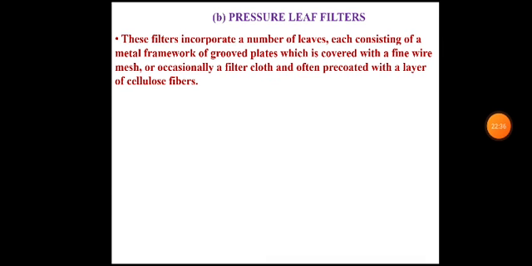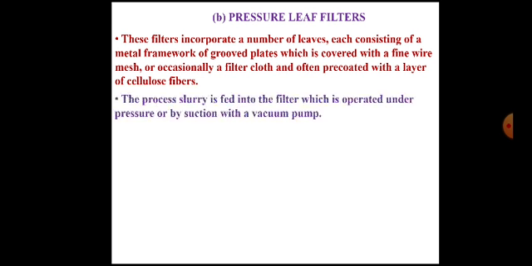Then the next one is pressure leaf filter. These filters incorporate a number of leaves, each consisting of a metal framework of grooved plates, which is covered with a fine wire mesh, zari, or occasionally a filter cloth, and often it is pre-coated with a layer of cellulose fibers, that is to avoid the blockage of the pores.